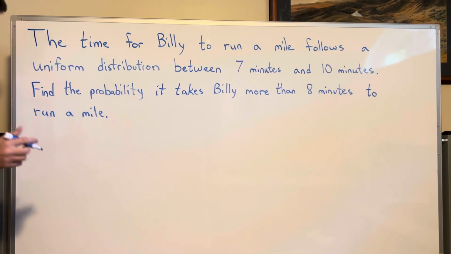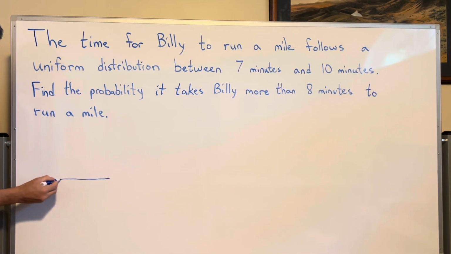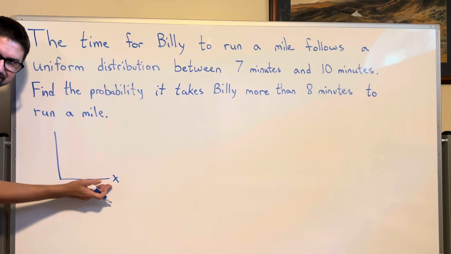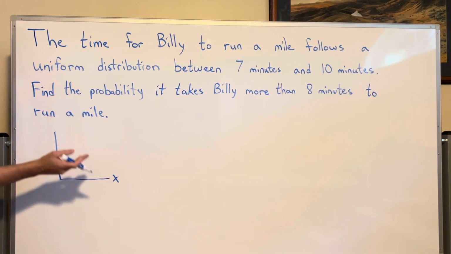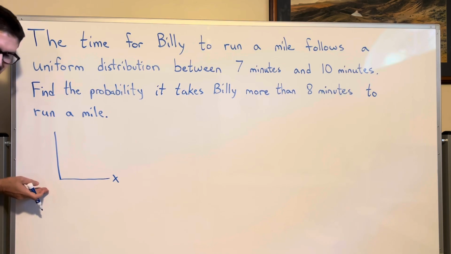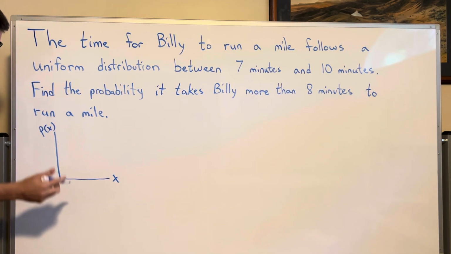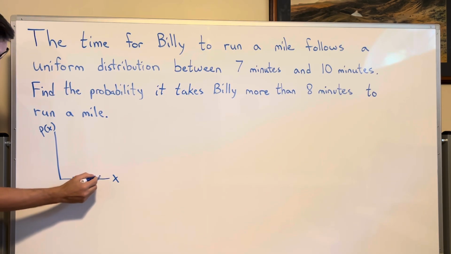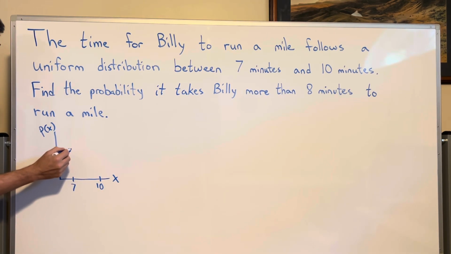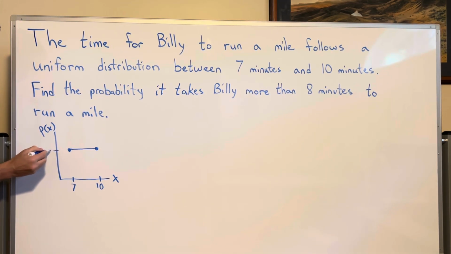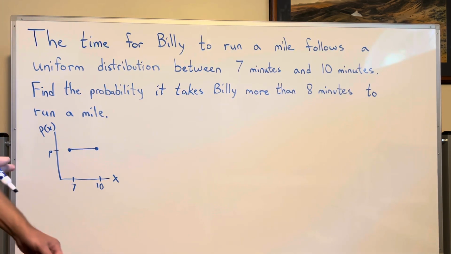So when you think about the probability distribution, we can represent it with a graph. We'll let the random variable x be the time for Billy to run a mile. And the vertical axis is going to be the corresponding probabilities. Now, since it said uniform, when we go from 7 to 10 minutes, the probability is going to be a constant function. We need to figure out this probability.